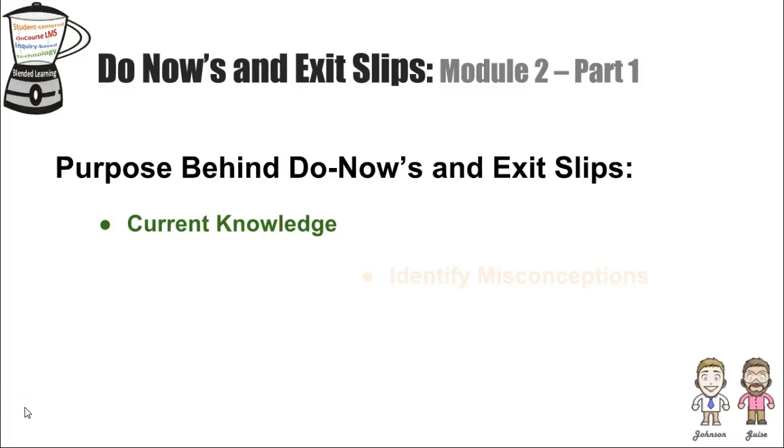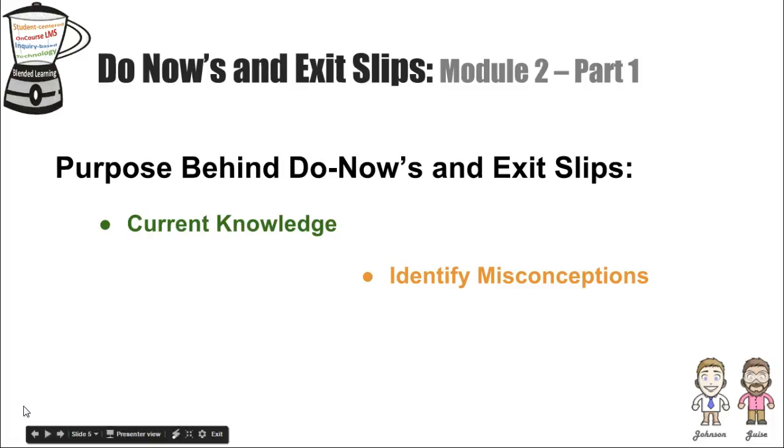Another purpose of a do now or an exit slip could be to identify misconceptions that the students have. This would typically be in the form of an exit slip at the conclusion of some kind of lesson. And you'd be gathering data to try and figure out what your students didn't understand or didn't fully understand from that lesson. And then what you can do is use the data you gathered in that exit slip and apply it to the do now questions that the students participate in the following lesson.